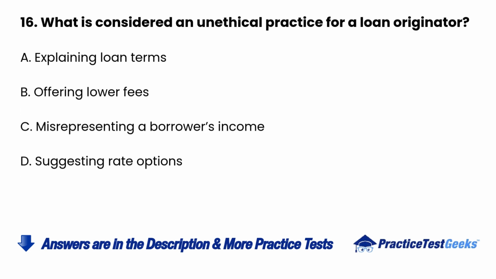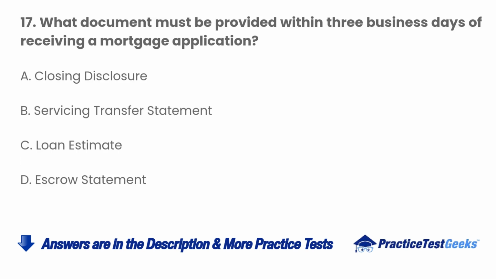16. What is considered an unethical practice for a loan originator? A. Explaining loan terms. B. Offering lower fees. C. Misrepresenting a borrower's income. D. Suggesting rate options.